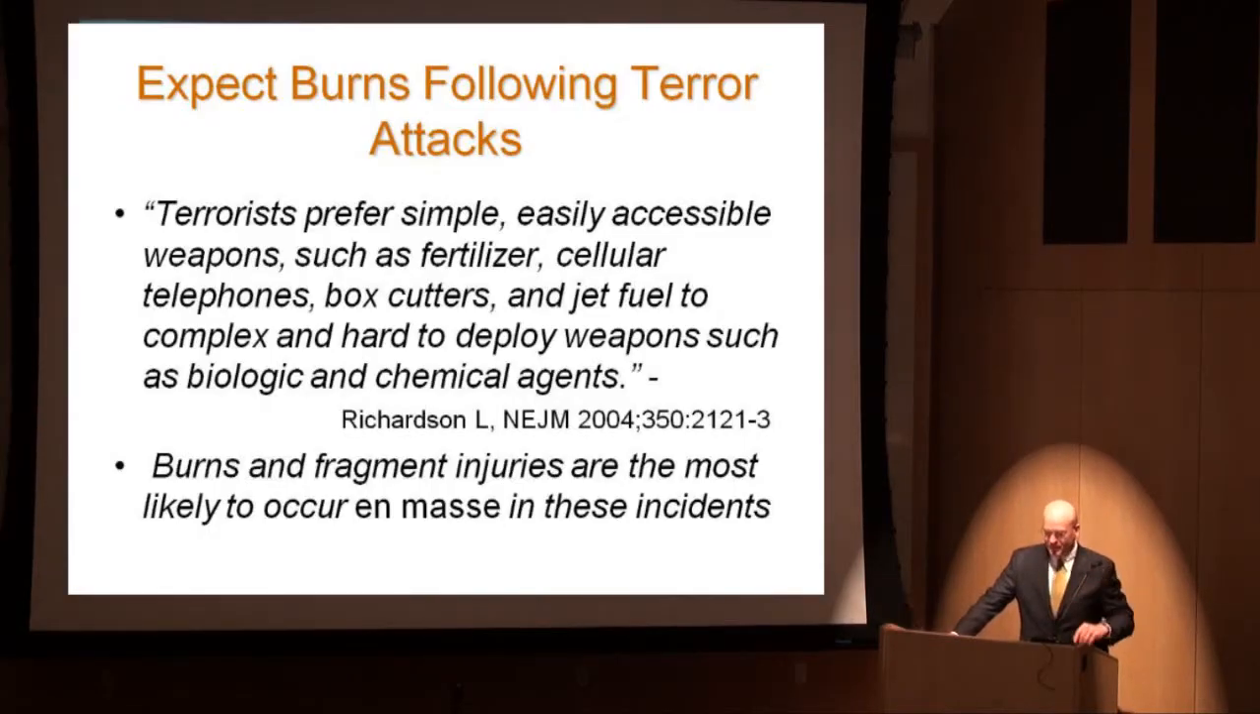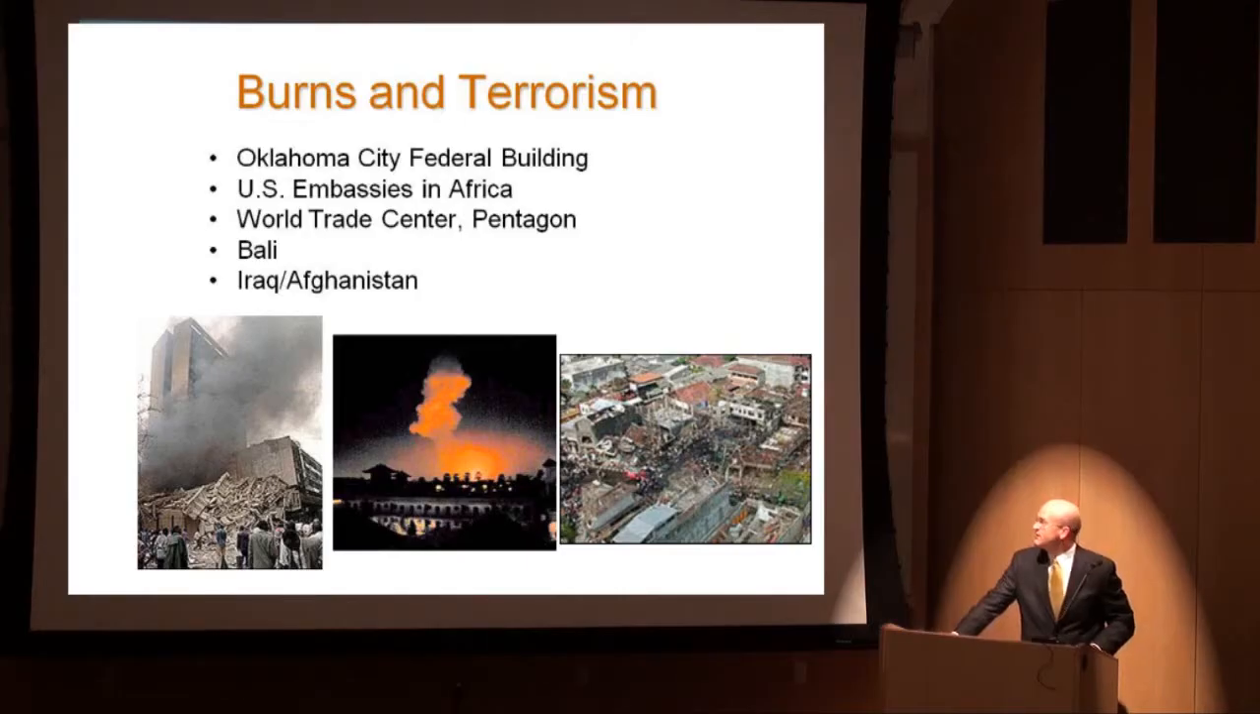And so what happens in those situations? Well, most of the time, most of the people that are there are not hurt. They think they are, so they clog up your system. And the real challenge is, how do you get to those who actually are hurt? Terrorists prefer simple, easily accessible weapons, and burns and fragment injuries are the most likely to occur en masse in these incidents. So when you're doing disaster planning in San Diego, you make sure that this is somewhere on your list of how to deal with these explosions.